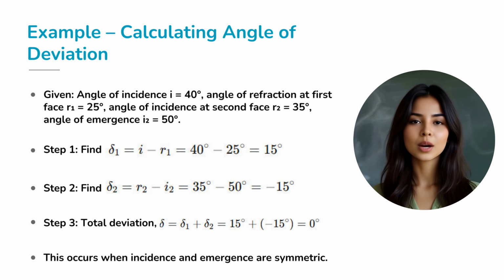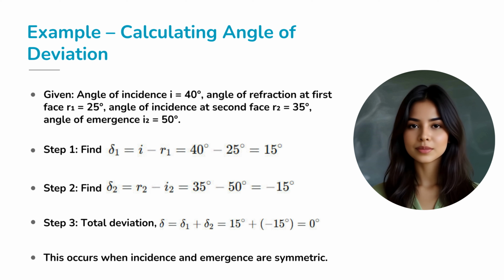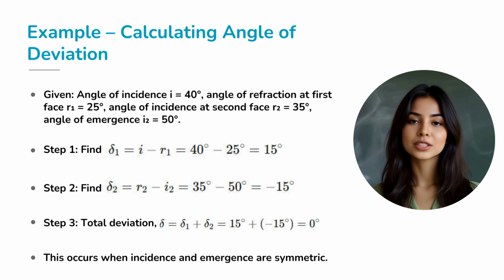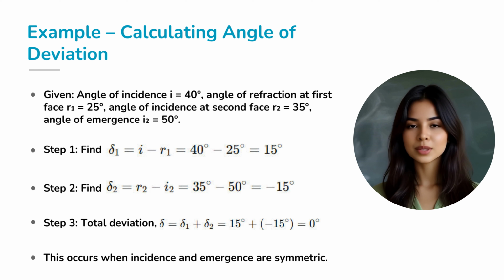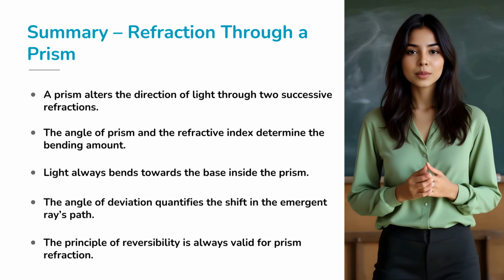Step 3. Now find the total deviation. Delta equals delta 1 plus delta 2, that is 15 degrees plus negative 15 degrees, which equals 0 degrees. This is a special case where the ray emerges undeviated, and this happens when the incidence and emergence are perfectly symmetric. Let's quickly recap what we've learned today about prisms.